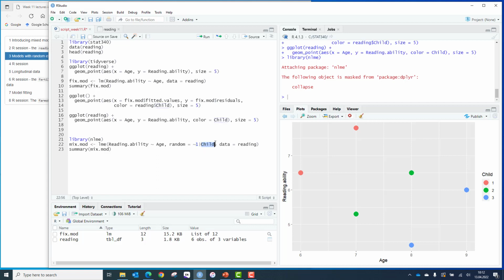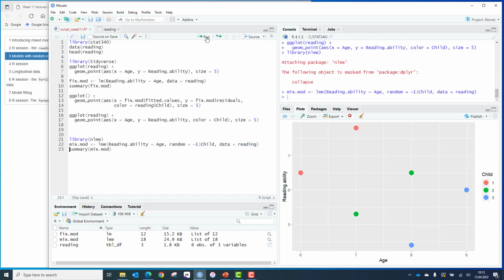For each new level of this factor, sample 1 normally distributed value and add that to the intercept. And then you specify which table the data come from and so on. So that's the same as before. Let's fit this model now.